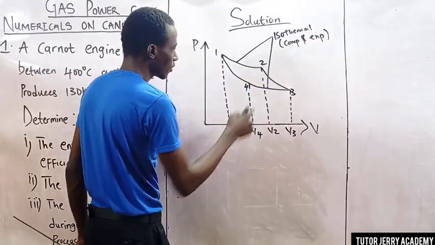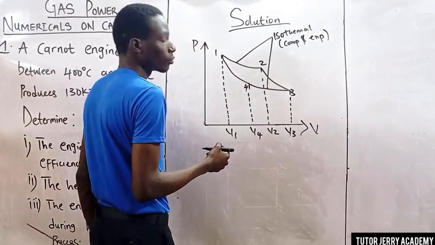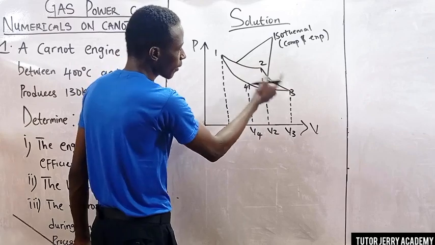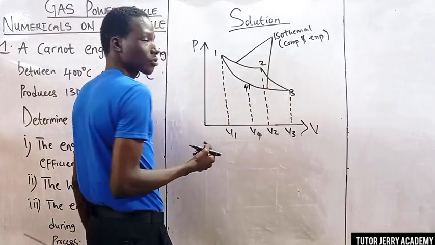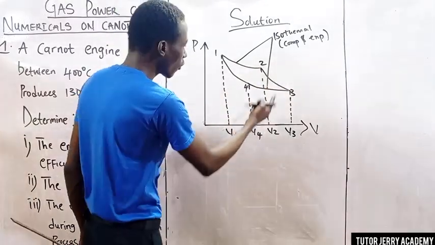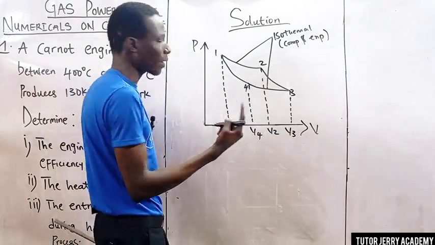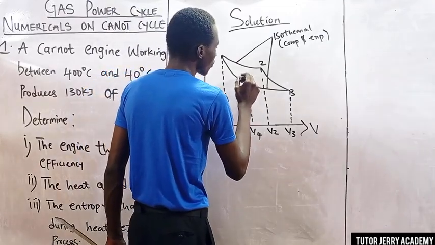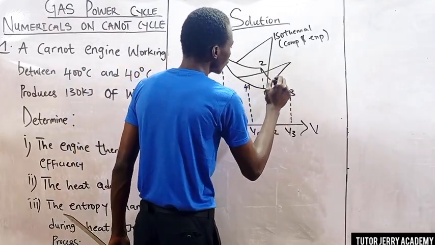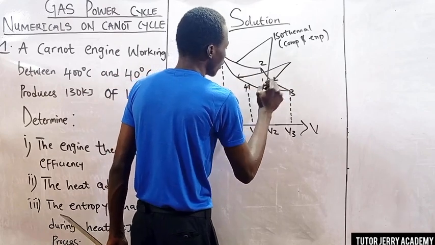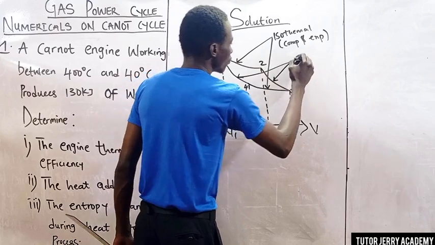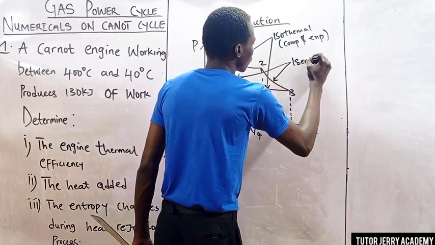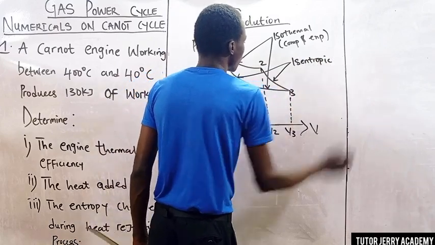So what do I have next? From 2 to 3, of course, we know it's a reversible adiabatic process. From 4 to 1 is also a reversible adiabatic process. Of course, 2 to 3 is expansion and 4 to 1 is compression. I can just indicate here, of course, I need an arrow here. So this will be isentropic. So this is what I have.